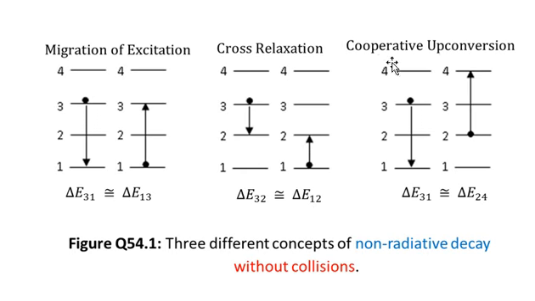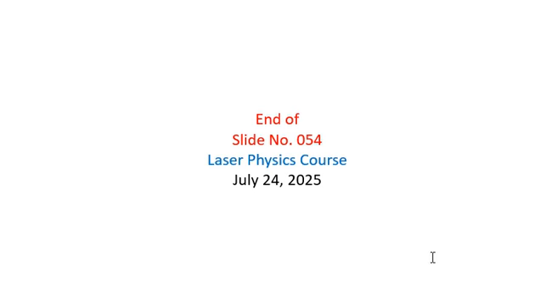Similarly for the cooperative up conversion, the donor de-excites from level 3 to level 1, and the acceptor, which was already in level 2, accepts that energy and is raised to level 4, and the energy ΔE31 is approximately equal to ΔE24. So these are the three different concepts of non-radiative decay without collision. This is the end of slide number 54.